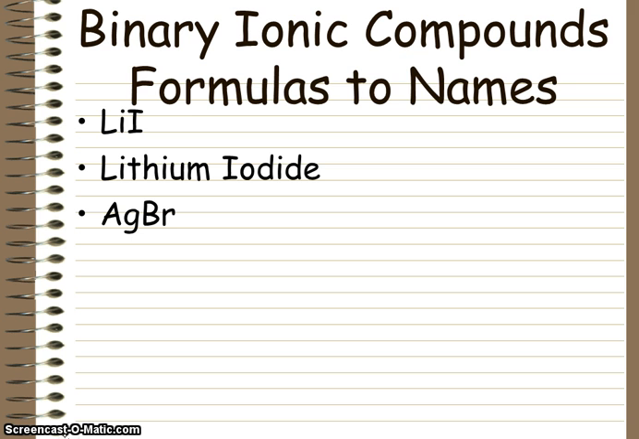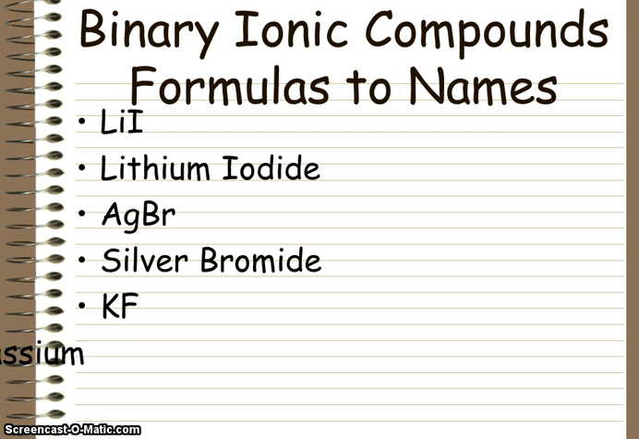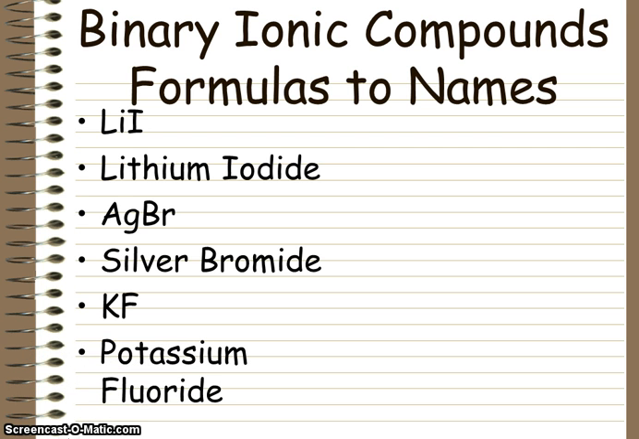AgBr, binary because it's 2 types of atoms. Ionic because it's something on the left combined with something on the right. Ag is a little bit of an unusual symbol, but it's the symbol for silver. Br is the symbol for bromine, but when it becomes an ion, we'll change the ending to "ide." So our compound is silver bromide. KF. K is potassium. F is fluorine. We'll change that "ine" to "ide." So potassium fluoride.